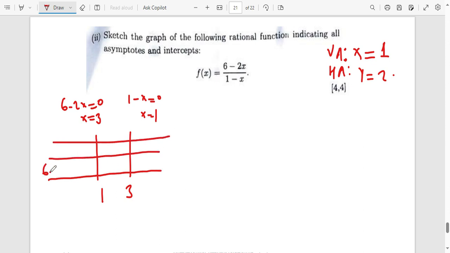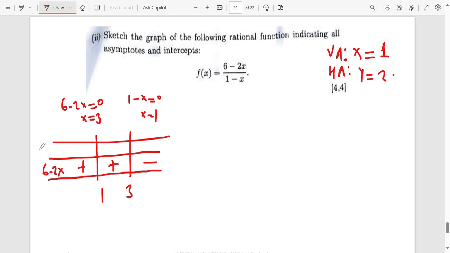Write the factors. 6 minus 2x: when I equated 6 minus 2x to 0, I found 3. If I get any value of x greater than 3, for example 4, and I put it where there is x, I'll get a negative. Try 6 minus 2 times 4, that is negative 2. Immediately past the 3, that factor will be negative. Get any number less than 3, put where there is x, and it will be positive.